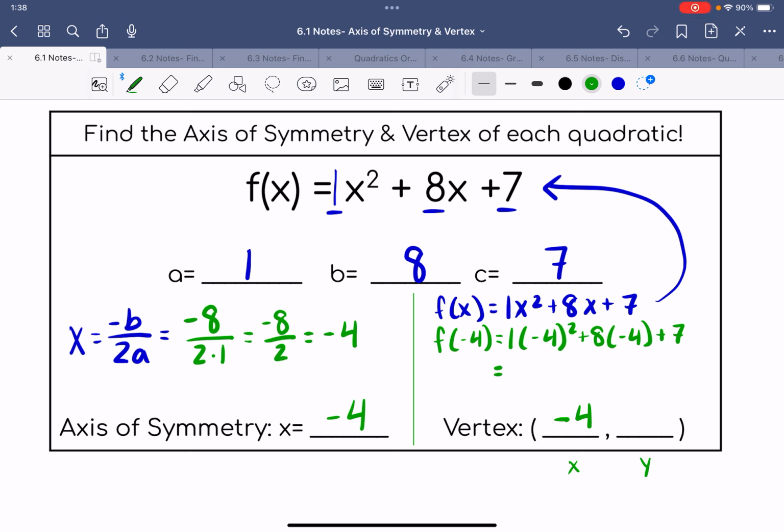If I were going to do this by hand, I would do -4 squared first, because of order of operations, exponents happen first. So -4 squared is 16, positive 16, and then 1 times 16 is 16, plus 8 times -4. 8 times -4 is -32. And then plus 7. So then I would have 16 minus 32, which is -16. -16 plus 7 is -9. So that would give me a vertex at the ordered pair -4, -9.